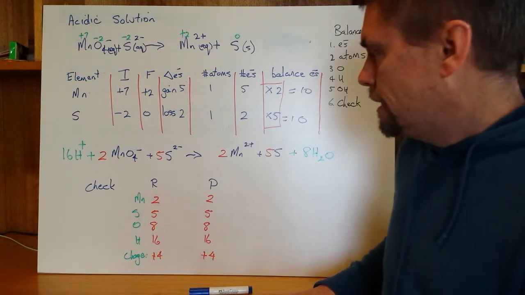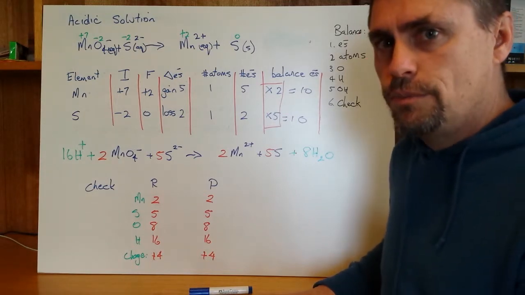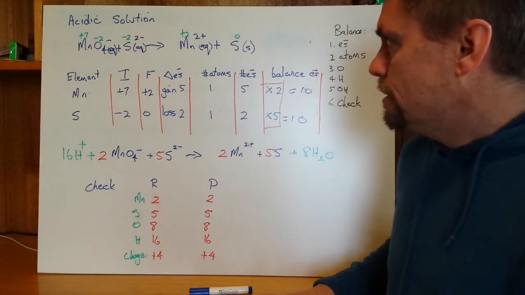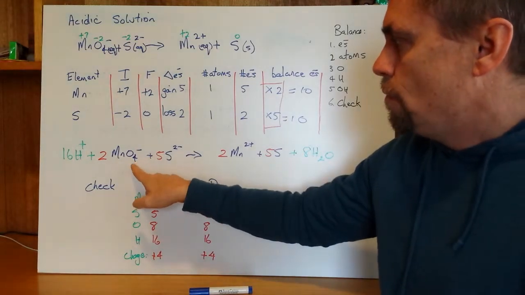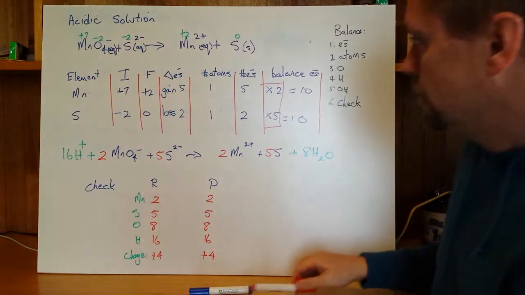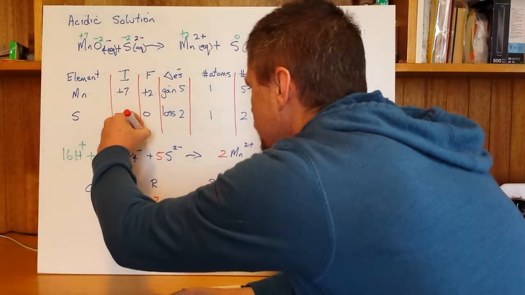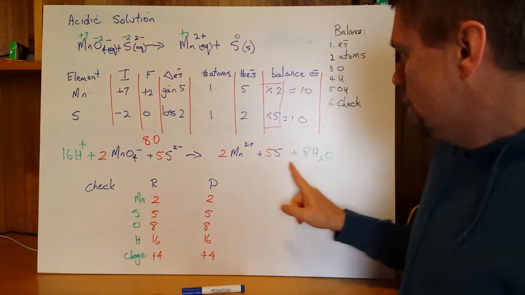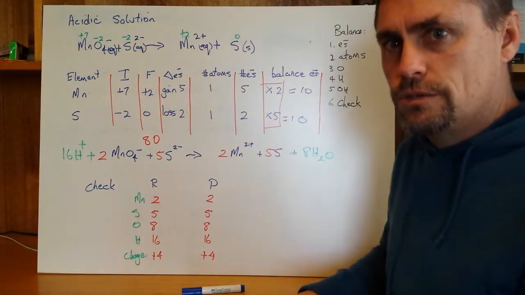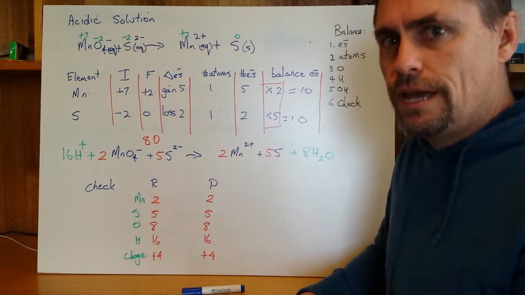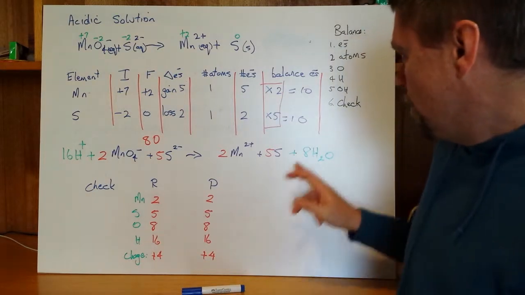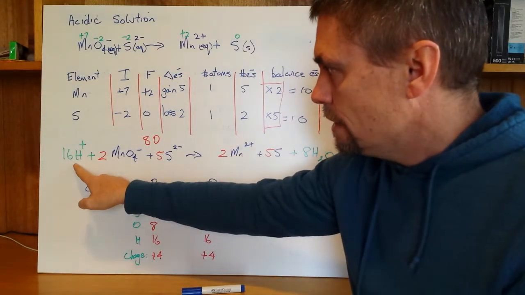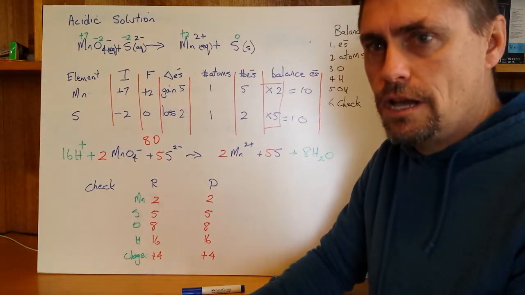Step number 3 says that we need to balance our oxygen atoms, and we do that by adding water molecules to the system. So in our original reaction, we have 2 times 4 oxygens over here, which gives us 8 oxygens, and we have none on the right hand side, so we need to add 8 water molecules to this side. Problem is that we've now got an imbalance of hydrogen. We've got 16 hydrogens here, so we need to put 16 hydrogens on the other side, and we do that in the form of H+ ions.